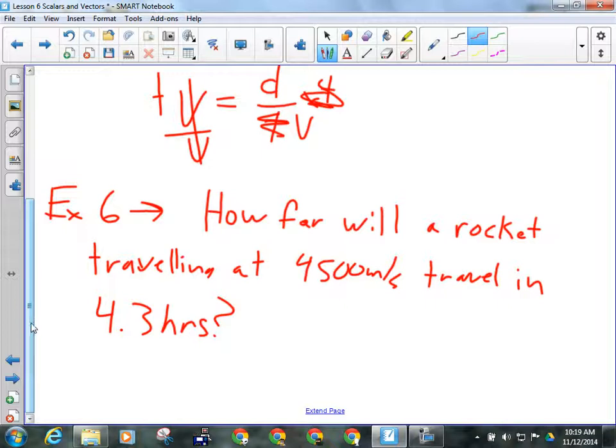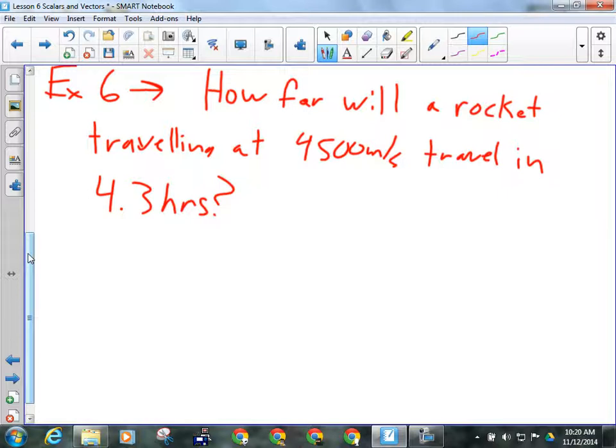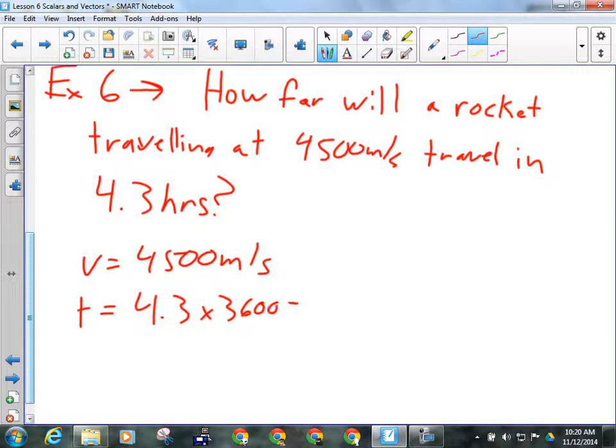Okay, so how far will a rocket traveling at 4,500 meters per second travel in 4.3 hours? Okay, my speed is in meters per second, and it's 4,500. But my time is in hours. Is that going to work for me? No, because the units for time in my speed are seconds. So I need my units for time to also be in seconds. So, how many seconds in an hour? People want to say 60, so desperately they want to. Not 60, 3,600. All right, so we're going to say 4.3 times 3,600.